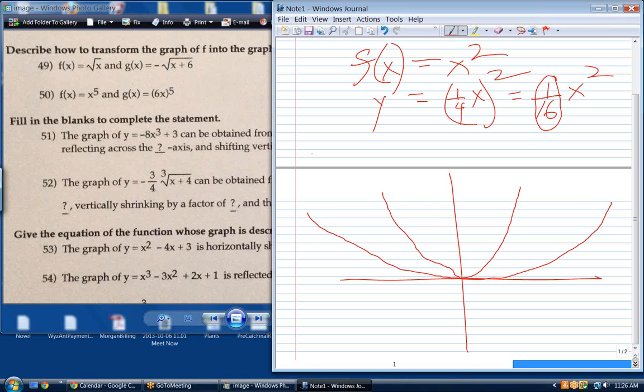What does your book say? Oh, I made this up. Well, maybe we'll get to fractions later here.